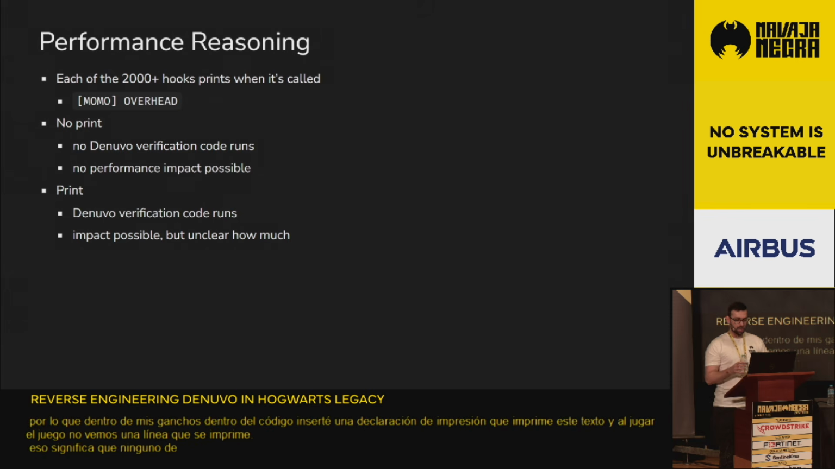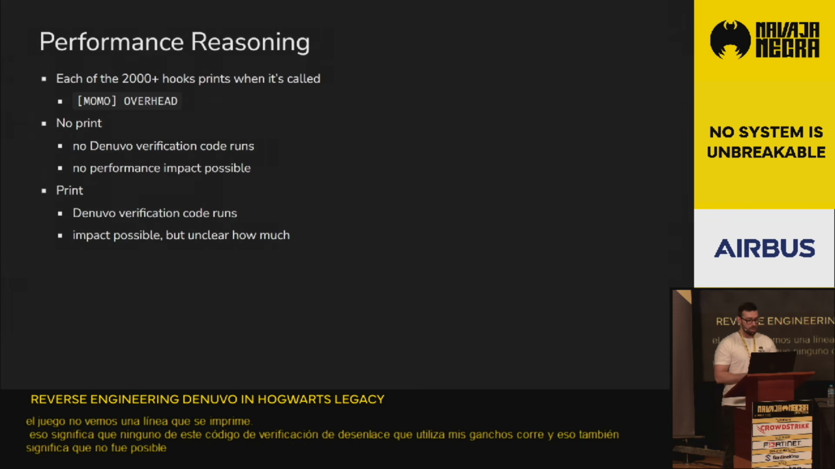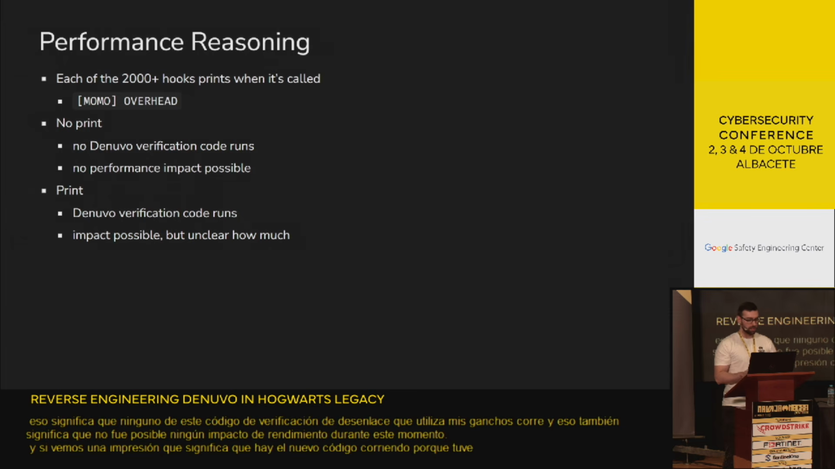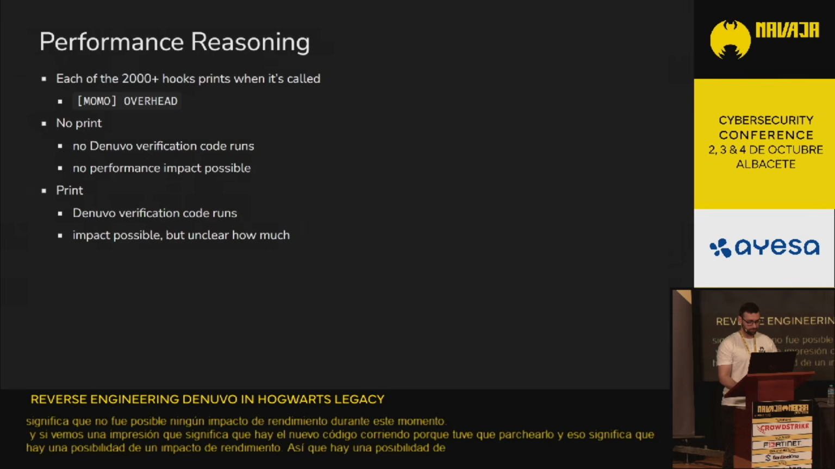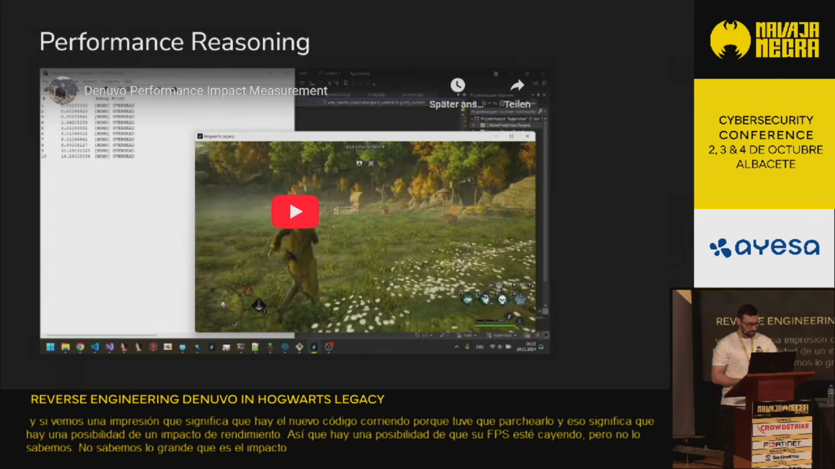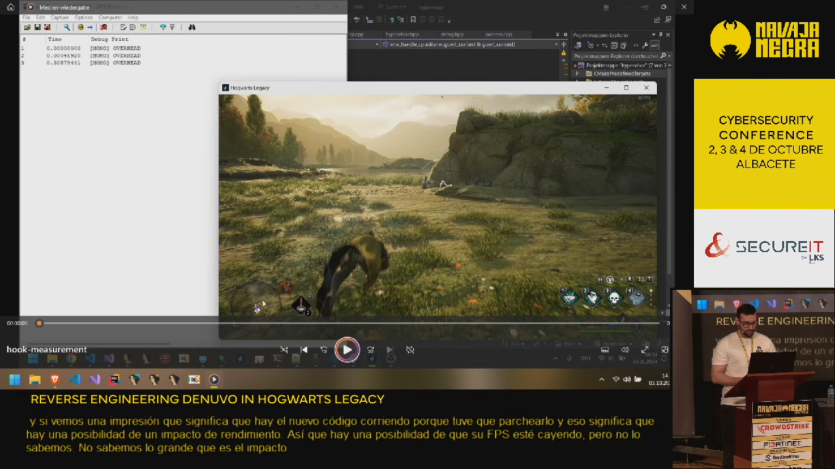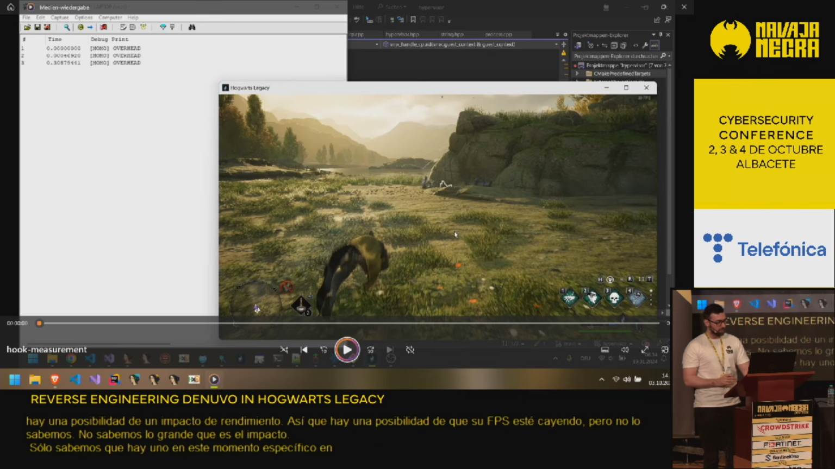So there is a chance that your FPS are dropping, but we don't know. We don't know how big the impact is. We just know there is one at this specific moment in time. And now we can see a video, but I'm not playing it via YouTube. So what we can see here is the game running, and here's the console that should print Momo overhead.